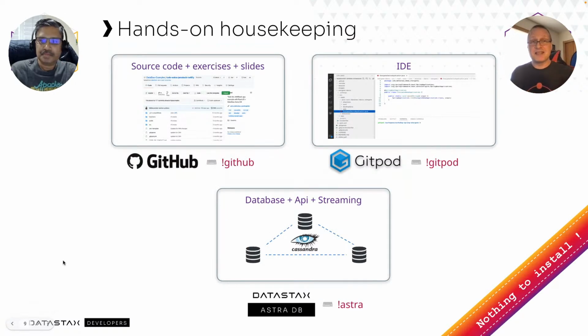As for the tools today, in the chat, I already saw someone asking, is there anything I have to download for this? And the answer is no. Everything we're doing today is going to be on GitHub and Gitpod, as well as DataStax's AstraDB. So everything that we're going to do hands-on for this workshop is out in the cloud. So no need to worry about installing anything.